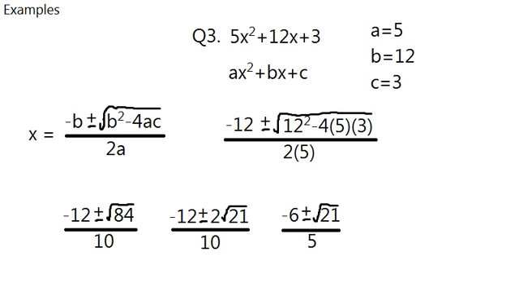So the answer to x will be negative 0.283 or negative 2.12, both to 3 significant figures. And so this is all for solving quadratics, because those are all the 3 methods that you will need to solve a quadratic.